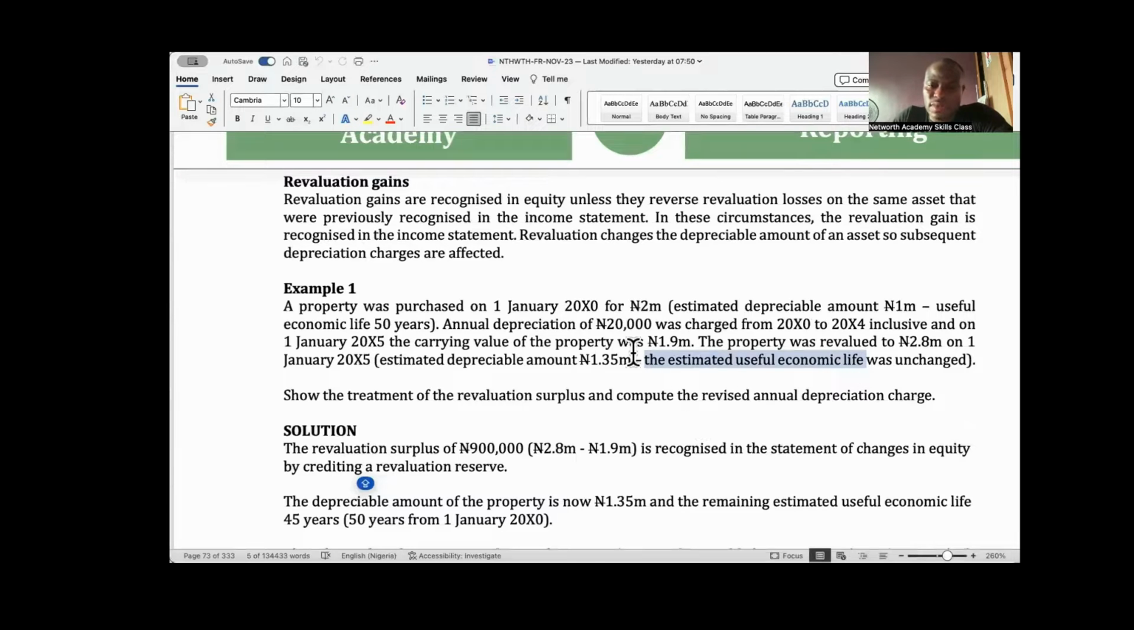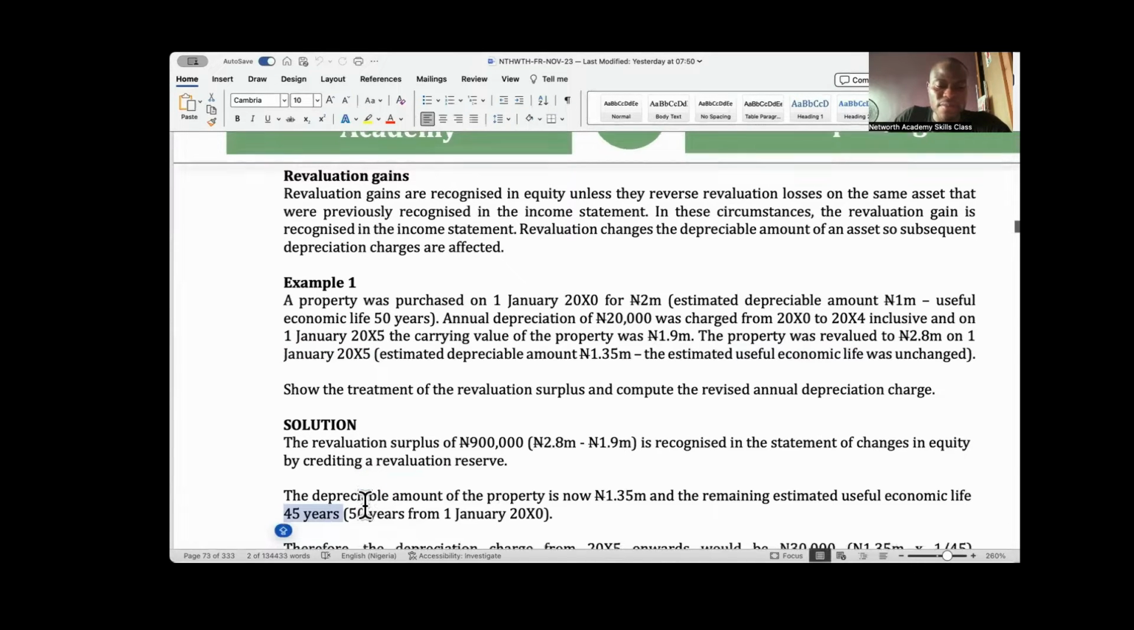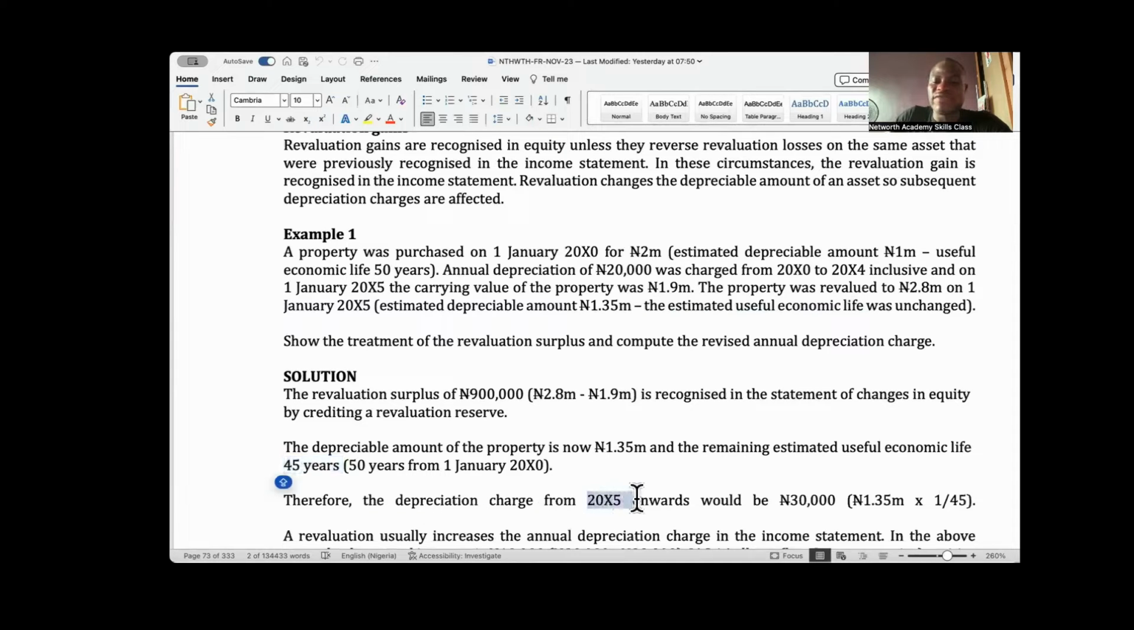So that means they bought it in 2000 and they revalued on 1st of January 2005. If you count 2000, 2001, 2002, 2003, 2004, that's 5 years. So from this date, the remaining estimated useful life is 45 years. Therefore, the depreciation charge from 2005 onward is simply this depreciable amount divided by 45 years. That is times 1/45, and that gives us 30,000.